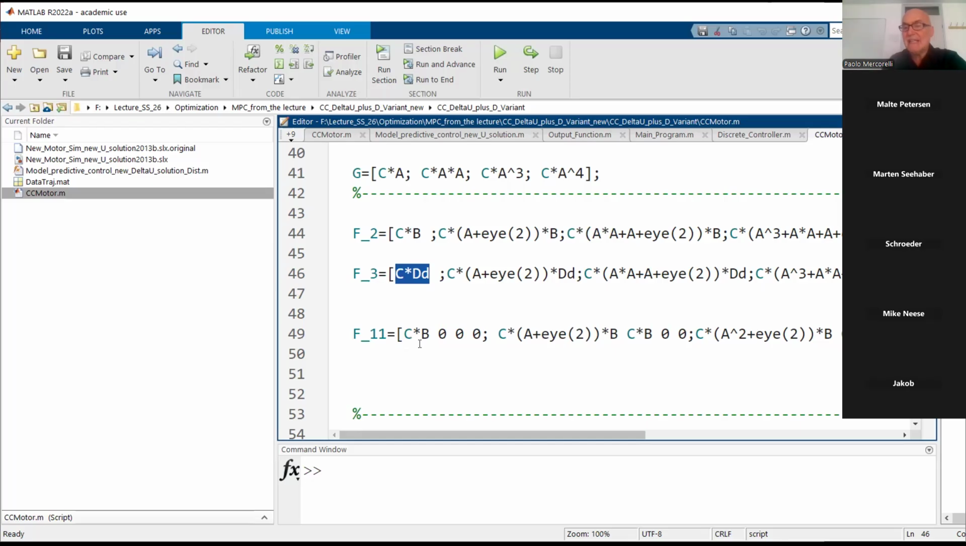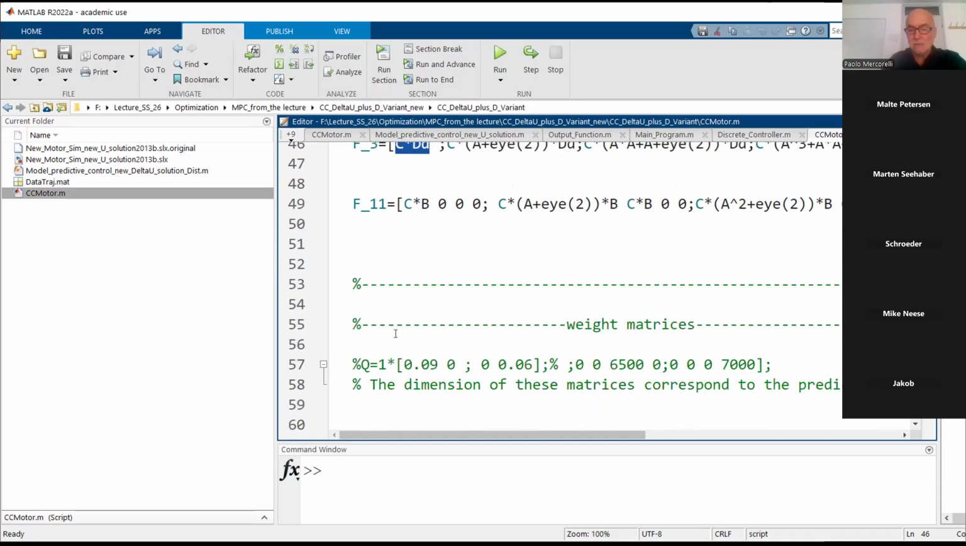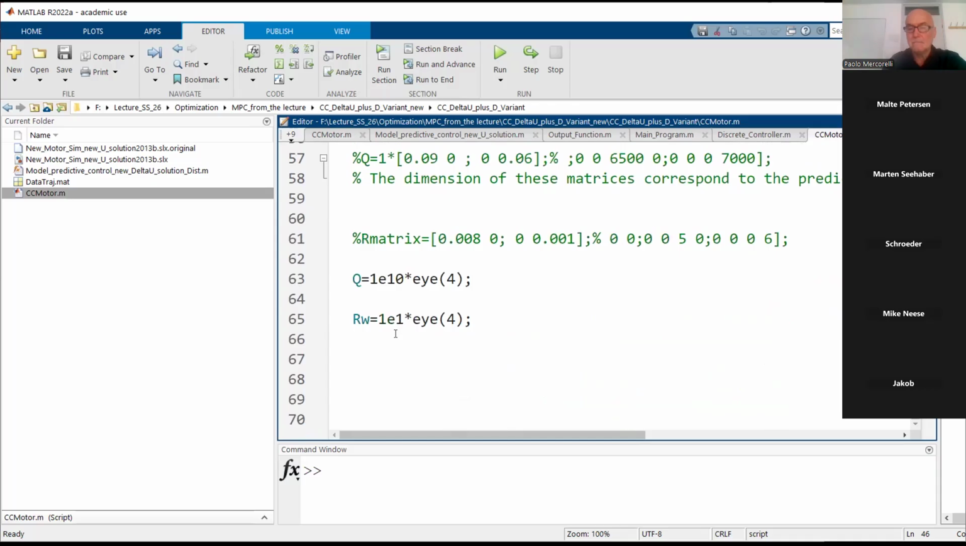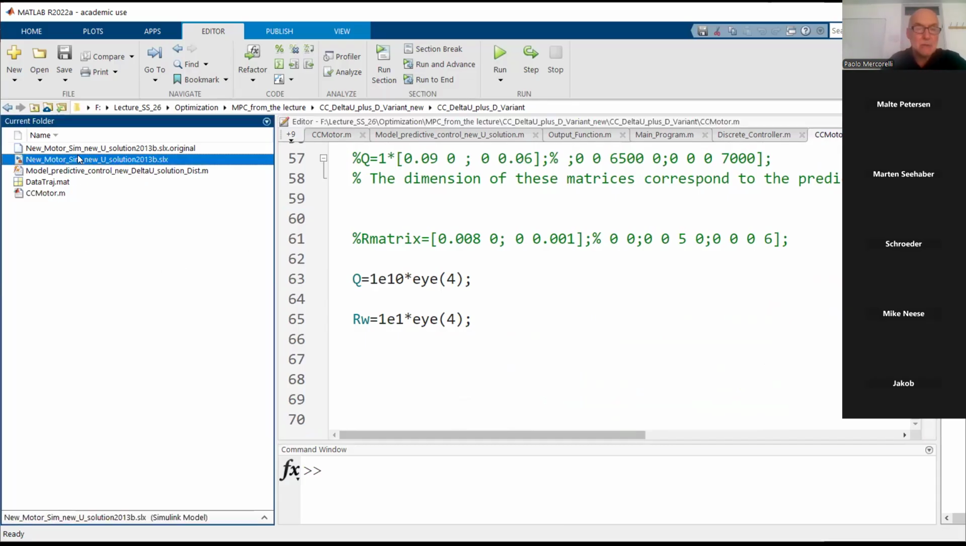F11 is related to the input, delta input. In this case, we are looking for delta. F2 is related to U of k minus 1. I forgot that we are in the case of delta U. Q and R are here, but I think I have the input of Q and R in the M file. Let me now open the Simulink.